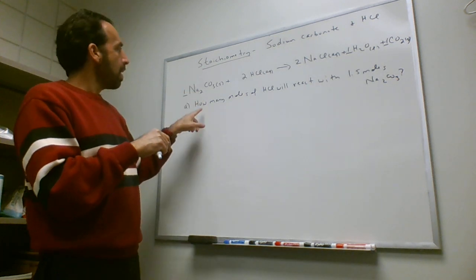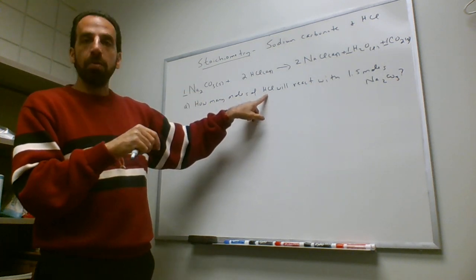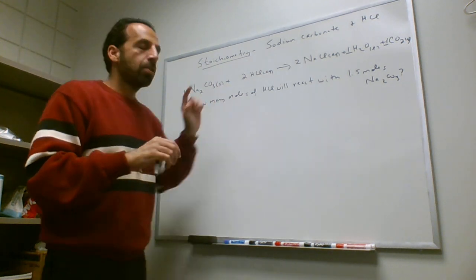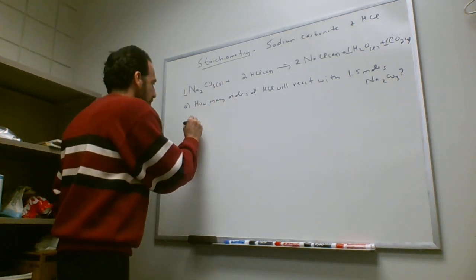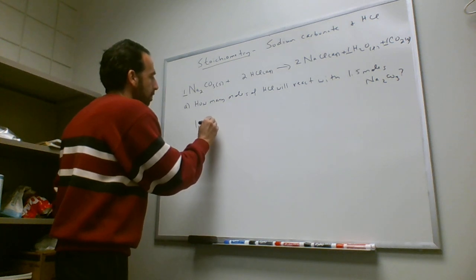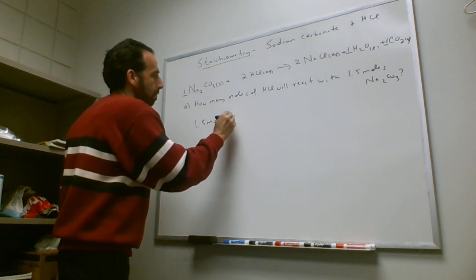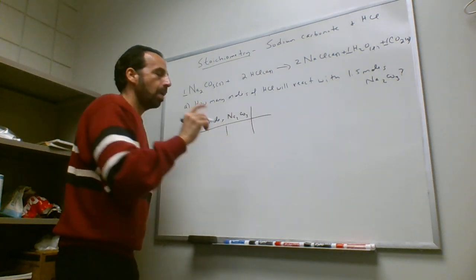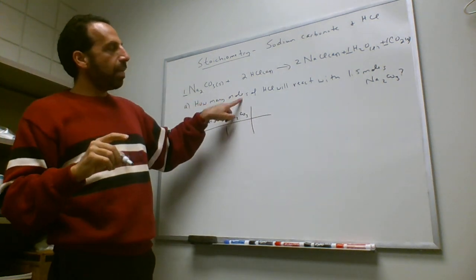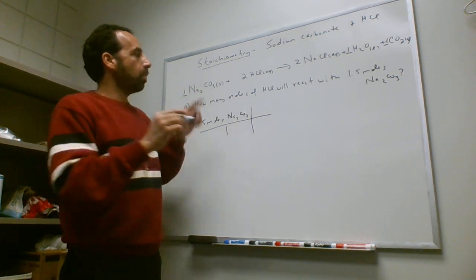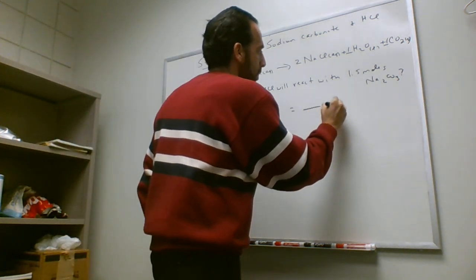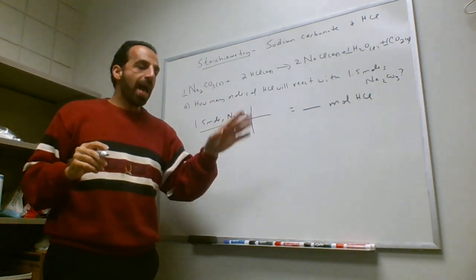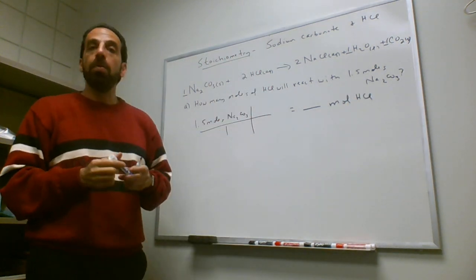So the first part is how many moles of HCl, hydrochloric acid, will react with 1.5 moles of Na2CO3. So a couple of things. Write down what's given, which is 1.5 moles sodium carbonate. I need to figure out moles of hydrochloric acid that will react with it. So what I have to look at is the mole to mole ratio.